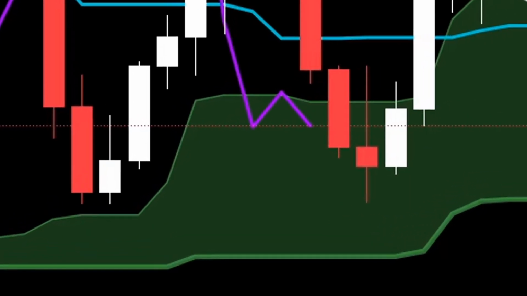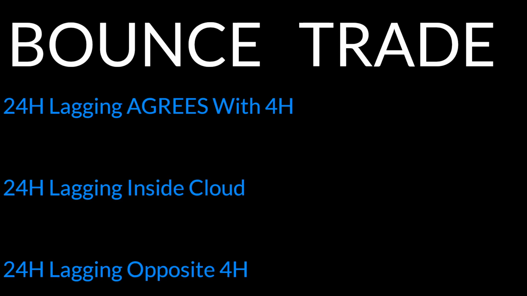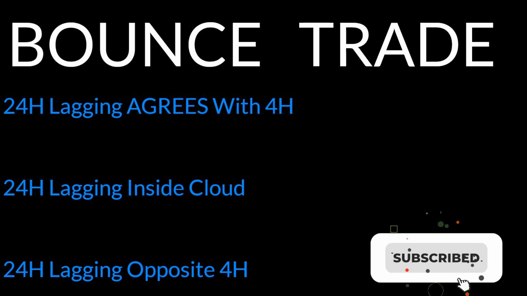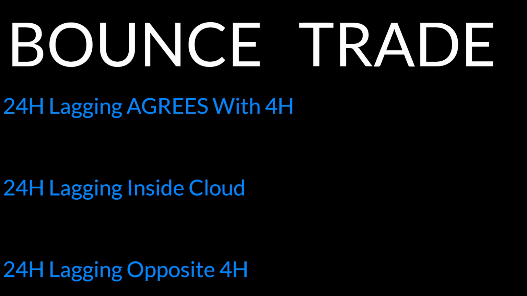Looking at the daily, we see price inside the cloud. When it comes to the bounce, so far we've seen trades fall into 3 groups. The 24-hour lagging span can agree with the 4-hour signal. The daily lagging can be inside the cloud, or the 24-hour lagging can give the opposite signal. We'll have to run the numbers for sure, but logically it would make sense.